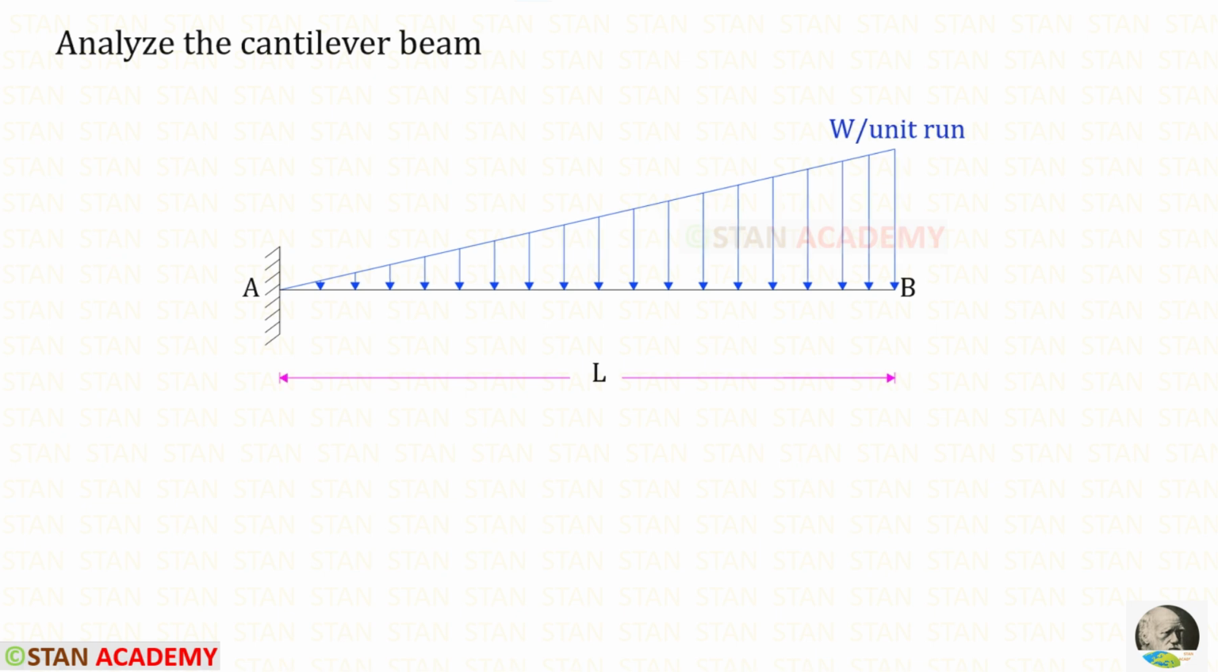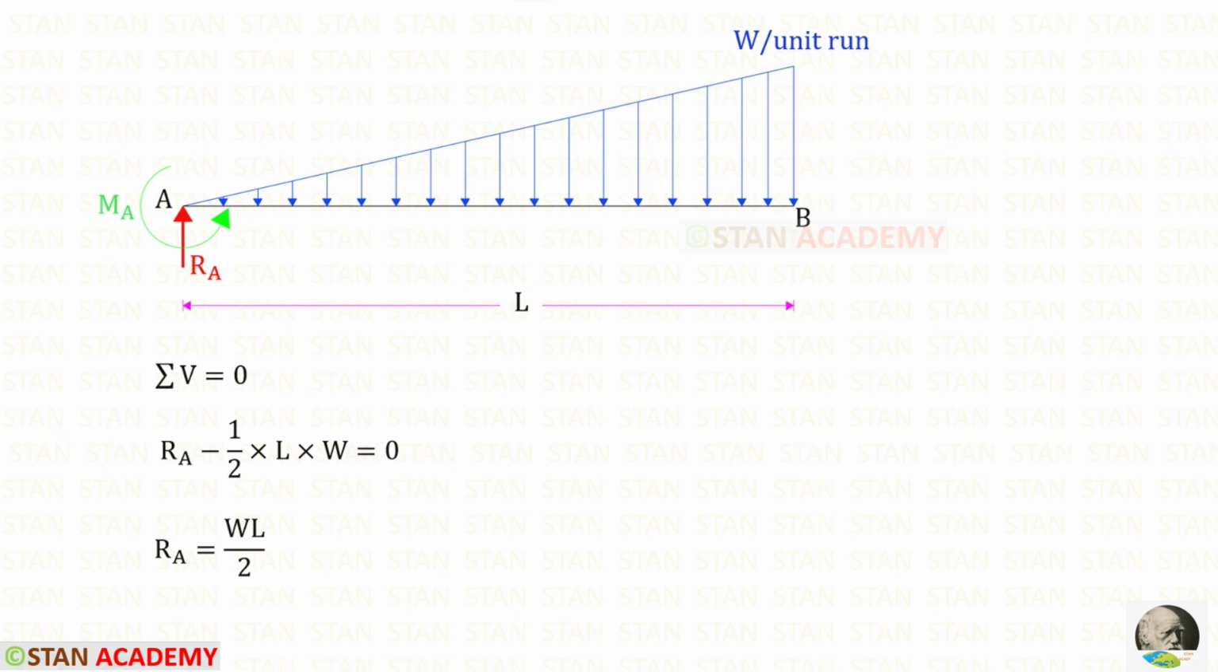In this beam there is a uniformly varying load. It varies from 0 at the fixed end to W at the free end. The span of the beam is given as L. At the fixed end A, we need to find the vertical reaction RA and the moment MA.